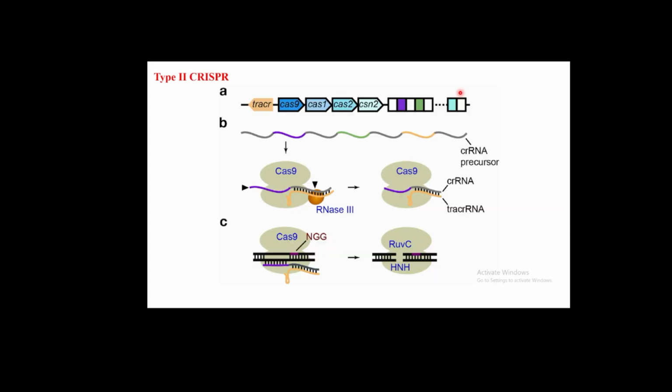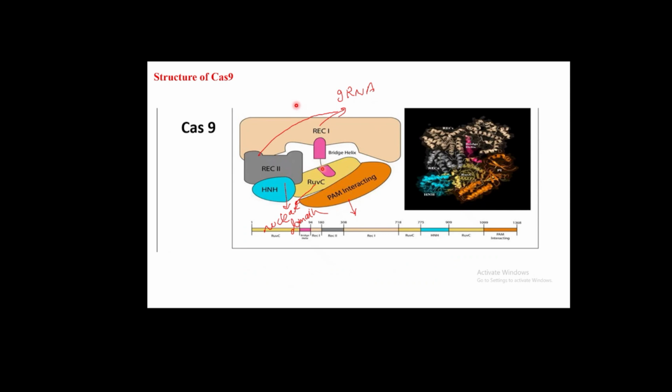Now coming to type 2, the difference is like this: in this, the Cas9 enzyme, and whatever enzymes are being used, for example Cas12 or Cas13, are also types of type 2 CRISPR. The basic difference is that these enzymes are made up of a single unit, as you can see here. A single unit may have multiple subunits, but it is a single unit.